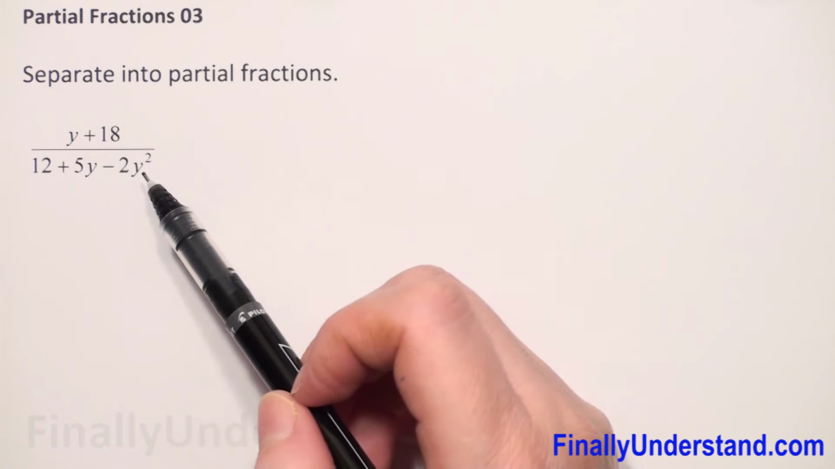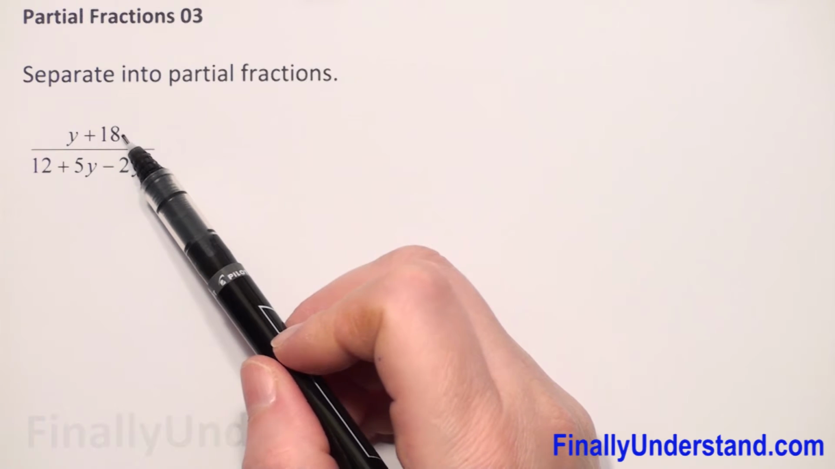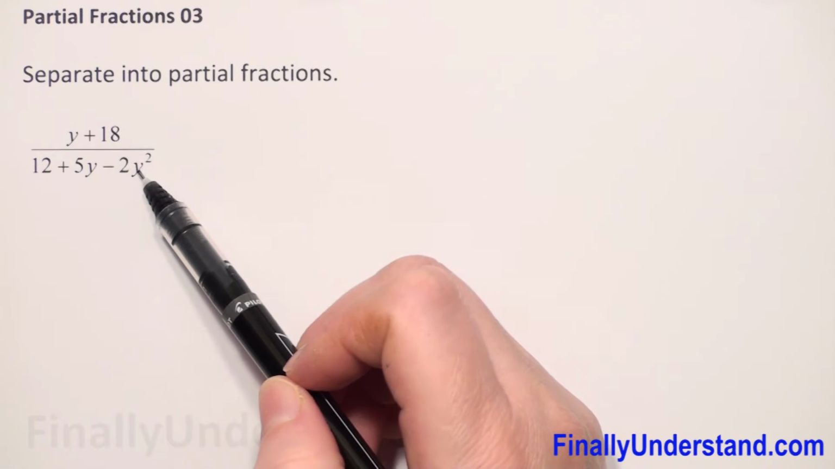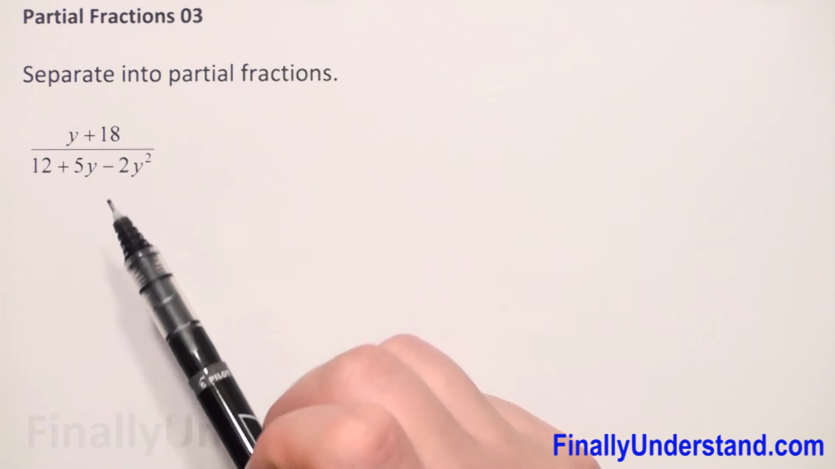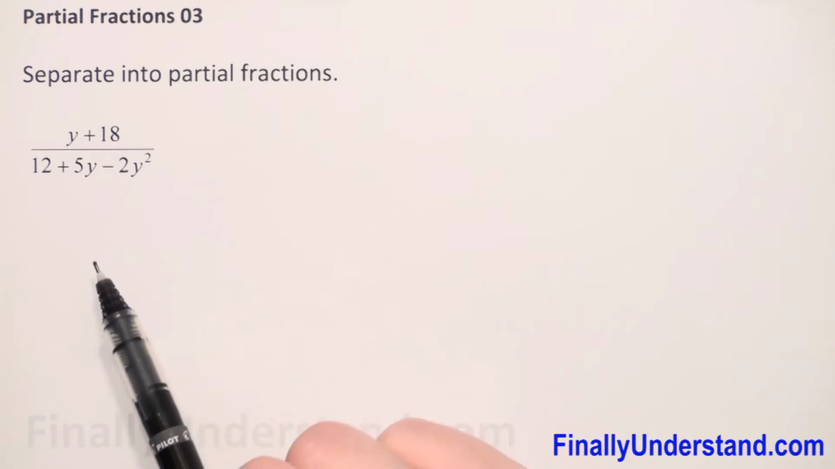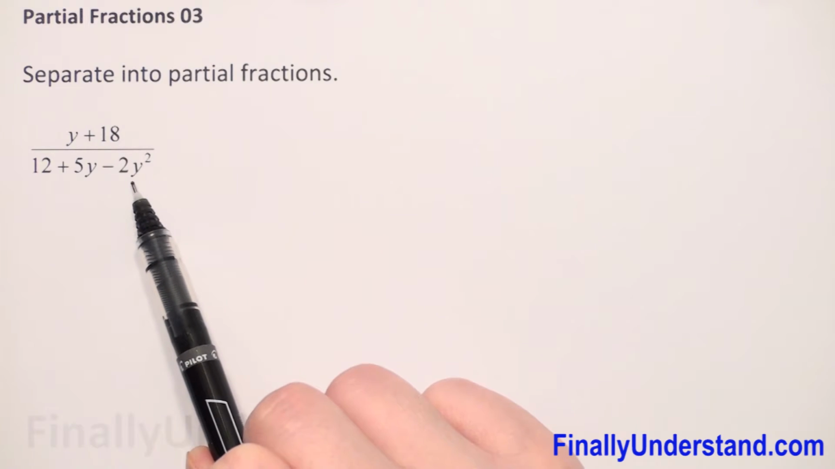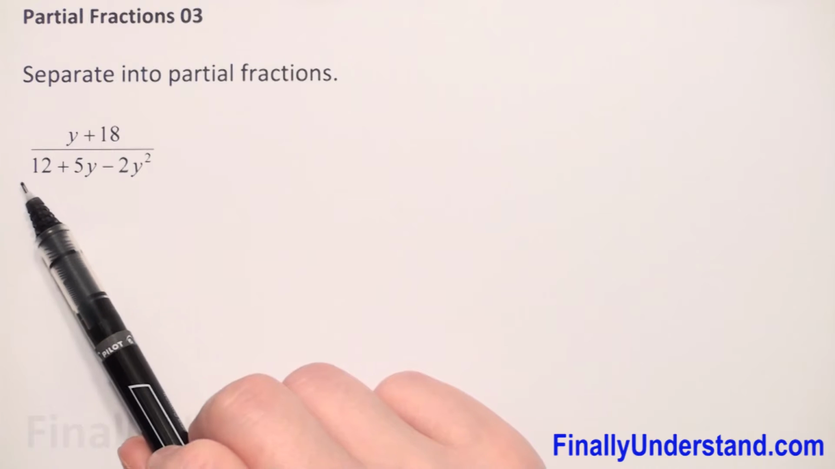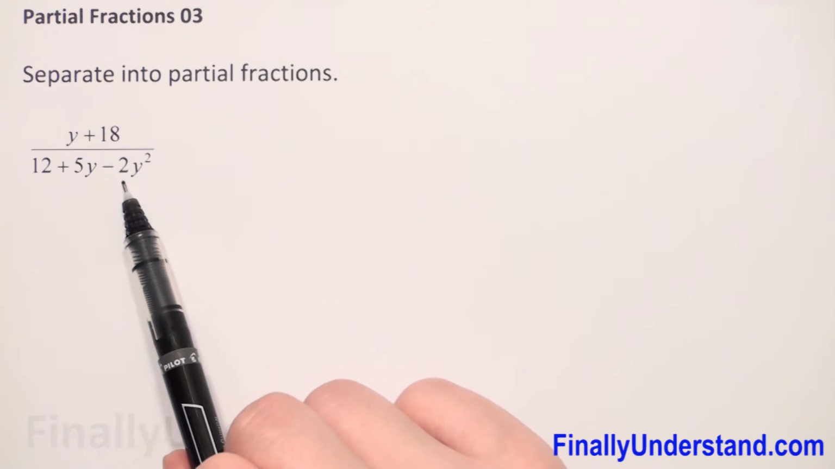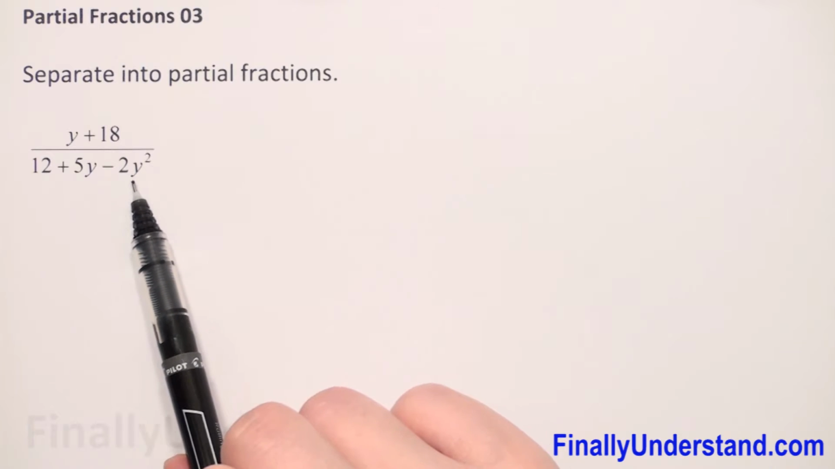So everything is okay. If you have a power in the numerator greater than the denominator, you have to do long division first. But in this example, the power of the numerator is less than the power of the denominator. So the first step is okay. Next, we have to factorize our denominator. In this example, we have y squared.